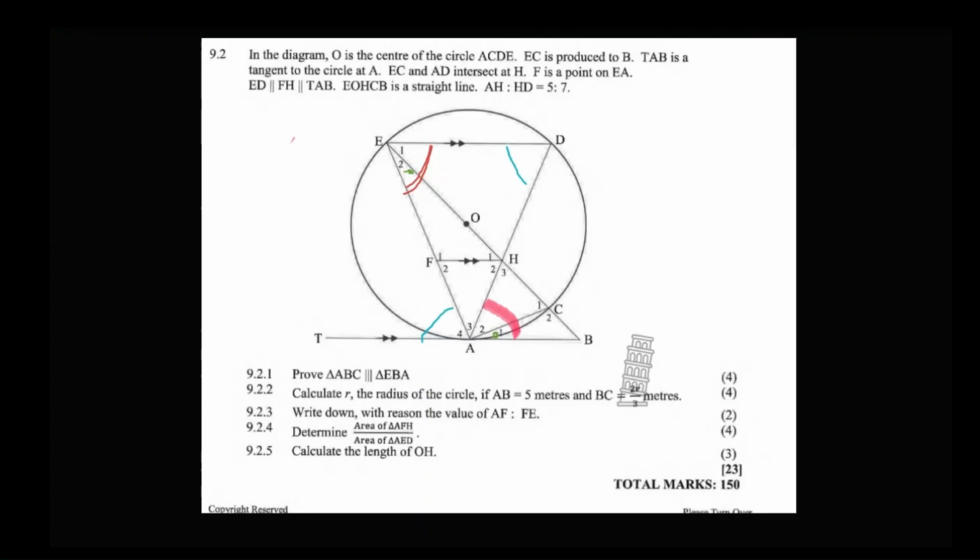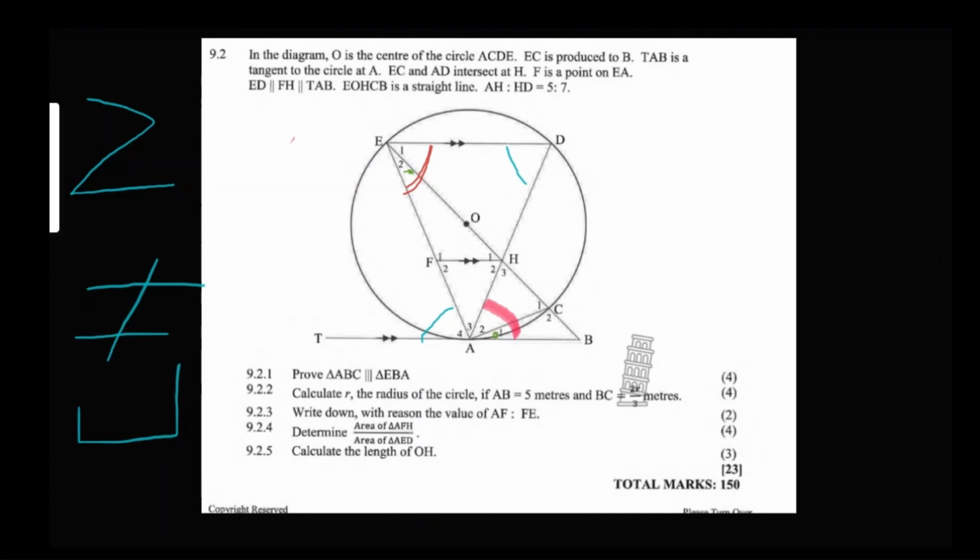Okay, so now let's go on to the next part. They told us that if it's a point on EA, then we have ED that is parallel to FH. ED is parallel to FH, and FH is parallel to TAB. When we think of parallel lines, guys, there are a few rules that we think of. We think of alternating angles, corresponding angles, and co-interior angles. So let's see if alternating angles applies to this specific question.